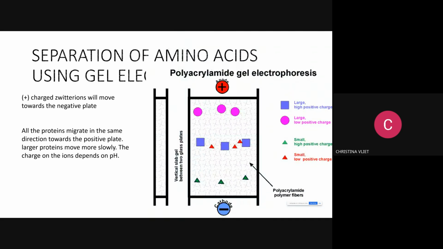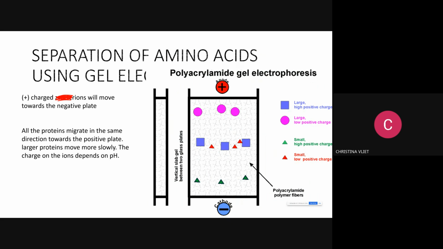So how does it work for proteins? If you have a positively charged ion, so not a Zwitterion, a Zwitterion is actually neutral. I don't know why I left that there. The positively charged ion is going to move towards the negative plate, and wherever you put your proteins, they're all going to migrate through that gel.